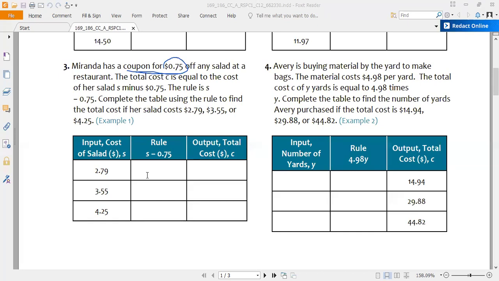Same, I will write all the numbers here. That is 2.79 minus, sorry, minus 0.75. Okay, same I will write here in the second portion, that is 3.55 minus 0.75. And again in this question, same here, 4.25, that is the cost of salad, minus 0.75. So why are we doing the minus?